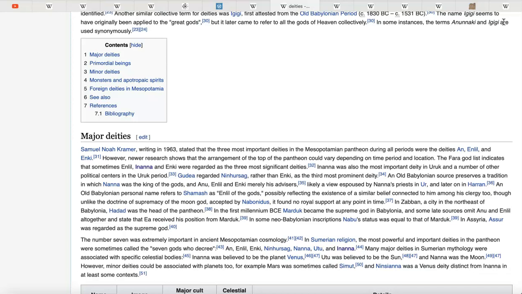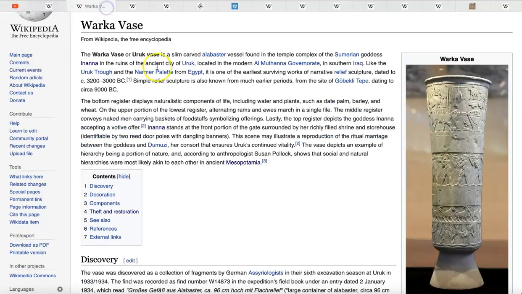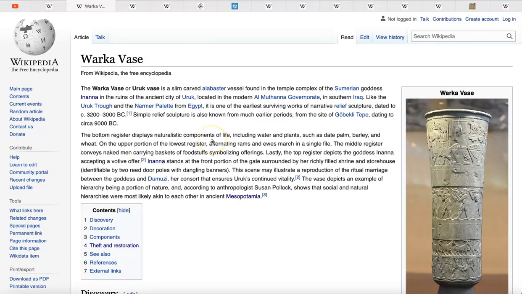I told you a lot, didn't I? We started off here, didn't we? Mask of Warka and the Warka Vase. These two very innocuous looking things, probably because they're old and beat up. But even when they were young, they weren't huge. Okay, this is only 3 meters tall. Yes, it would have been painted. Yes, it probably would have been very brightly colored.